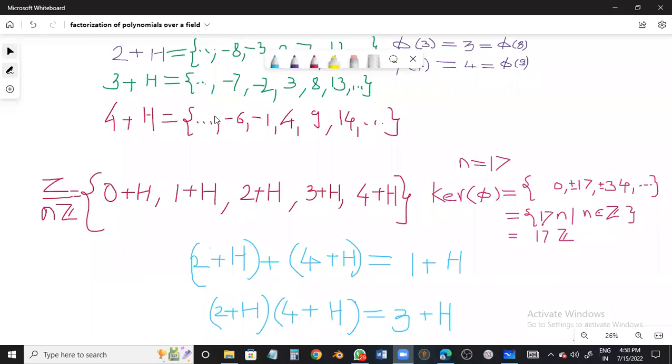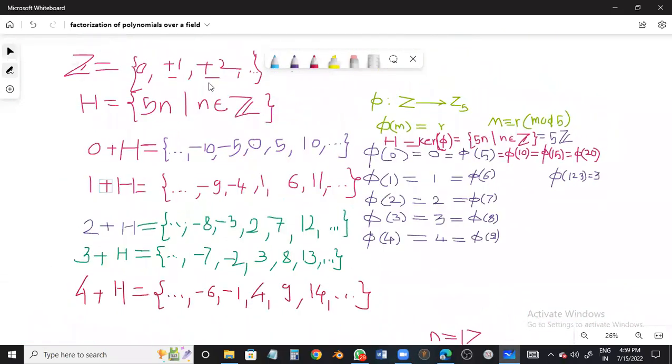First was H itself, meaning 0 plus H. Second was 1 plus H, then 2 plus H, then 3 plus H, and then 4 plus H. If you go for 5 plus H, it will give you 0 plus H back in hand. You can try. So I suppose you followed me that it is the set of all cosets. Because it is just making compartments of this Z, all elements of Z are compartmentalized here. These are just kind of compartments.